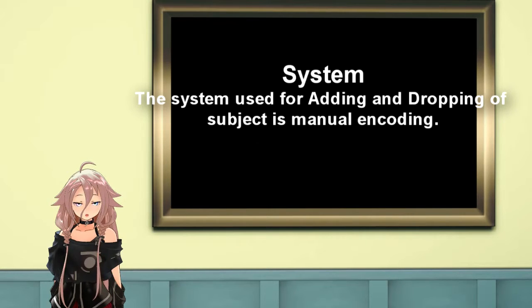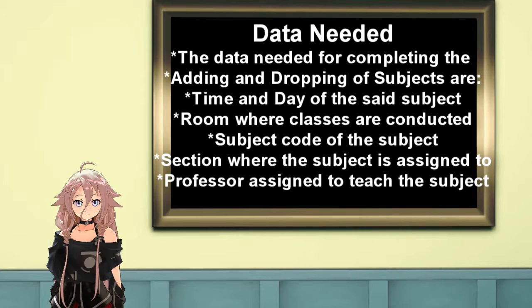System. The system used for adding and dropping of subjects is manual encoding. Data needed. The data needed for completing the adding and dropping of subjects are: first, time and day of the said subject; second, room where classes are conducted; and lastly, subject code of the subject.